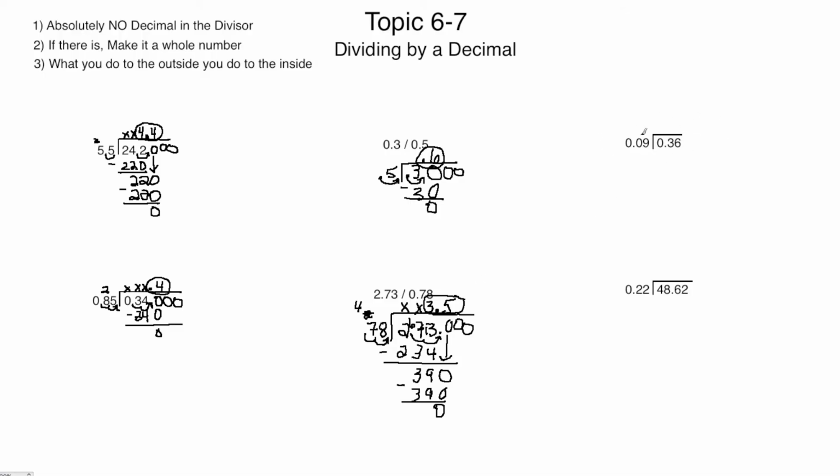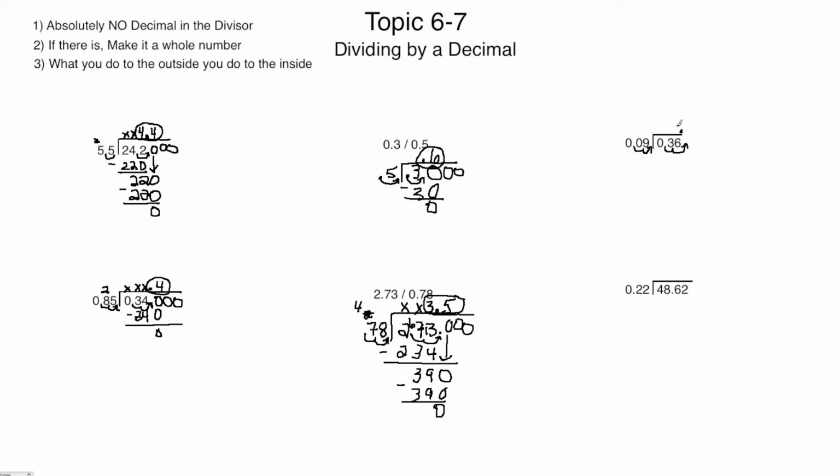All right, let's go ahead and push pause and see what you come up with on this one. All right, we see a decimal in the divisor, so we can't have it, so we make it a whole number. What we do to the outside, we do to the inside. Bring the decimal up.